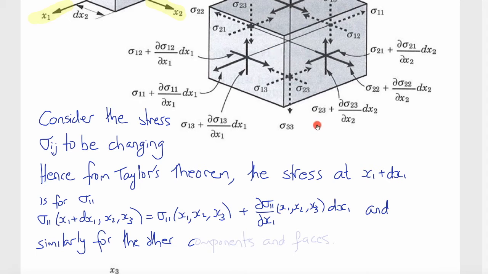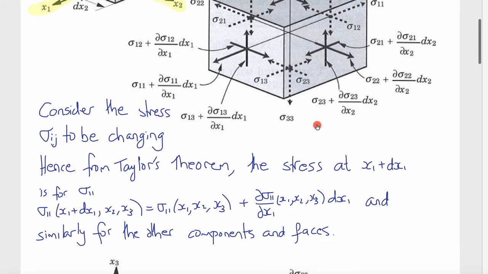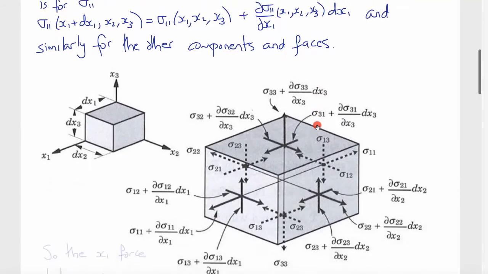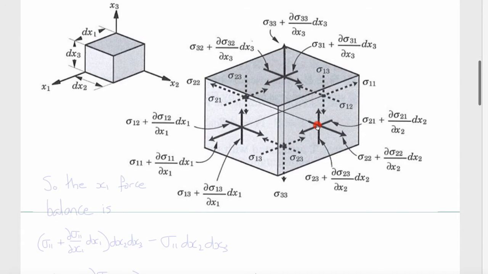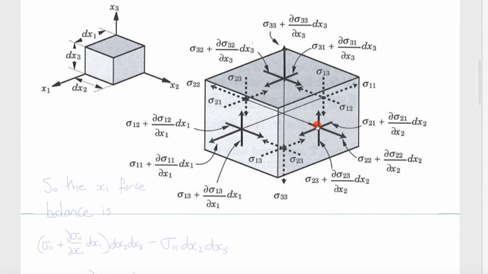And so you see them here on this diagram. By the way, I'm using sigma here just because I got this picture from a book that happens to use sigma as the notation. I prefer capital T, but I'll use sigma to be consistent with the diagram. So now we can do a force balance of these components.